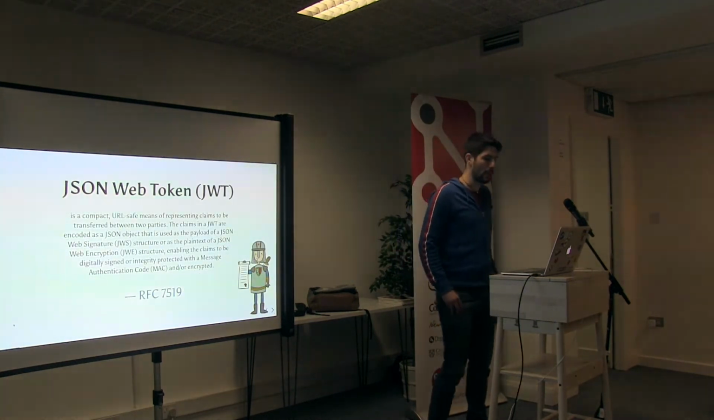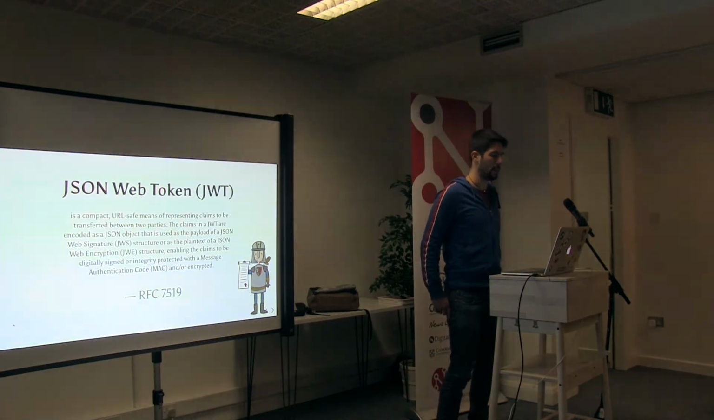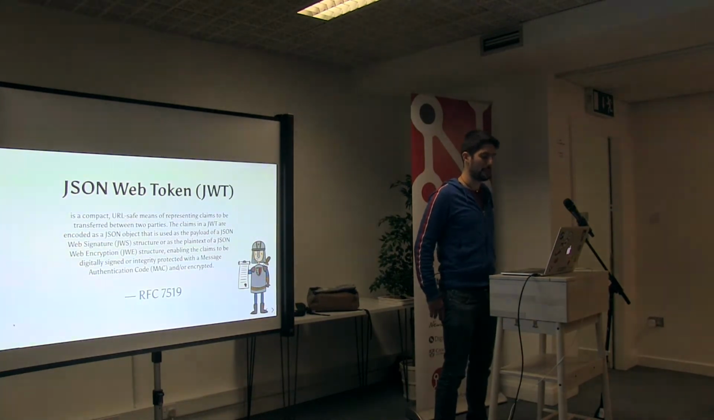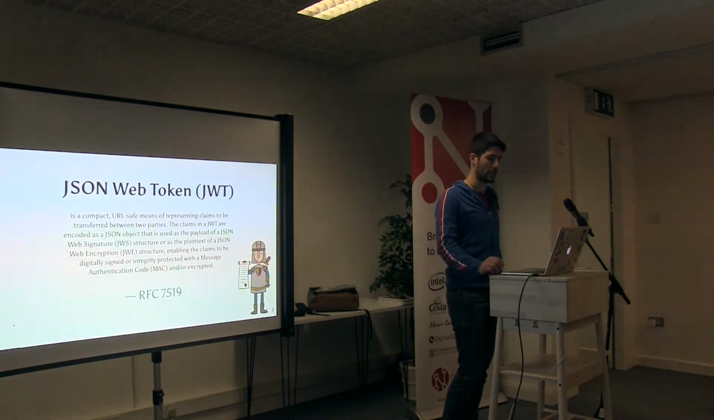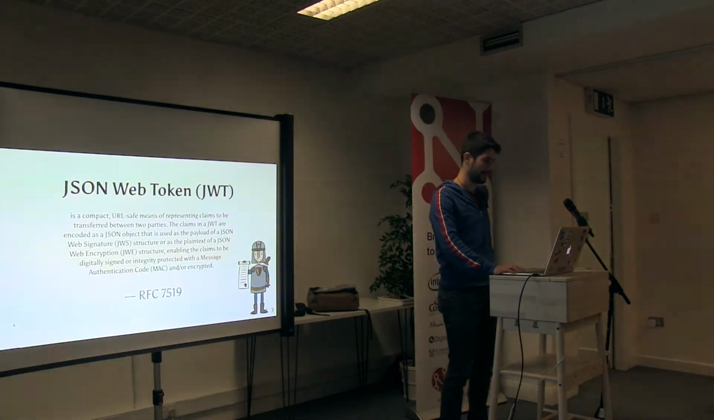So a JSON Web Token, which is the meaning of JWT, is a compact, URL-safe means of representing claims to be transferred between 2 parties. The claims in a JWT are encoded as a JSON object and blah, blah, blah. I am already bored. So this is the RFC specification. If you really want to read the standard, that's the place where you can find it, but I guess it's going to be a bit boring. So I'm going to try to make it a bit more interesting.